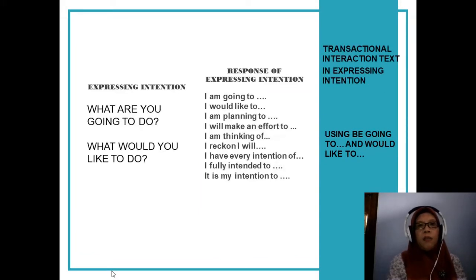Here, I present the questions to ask about expressing intention, and directly there are some responses used to express intention. For all of the patterns to ask about intention we can use be going to, and the second we also use would like to.